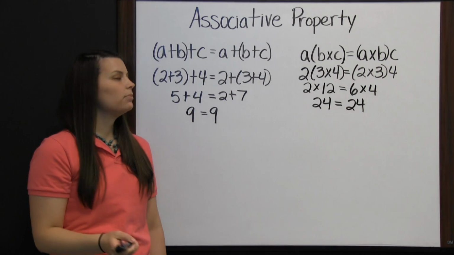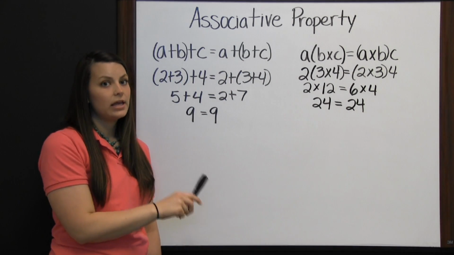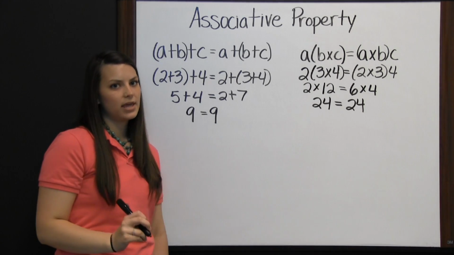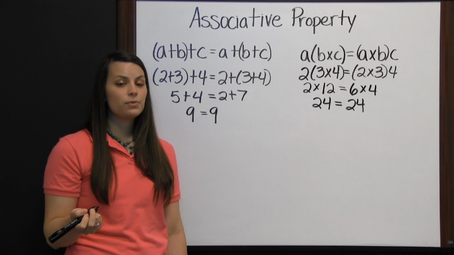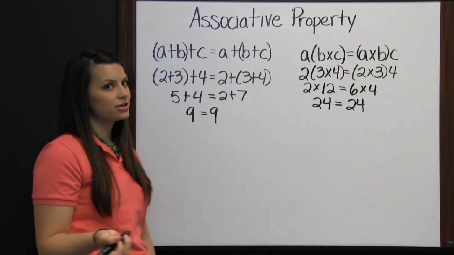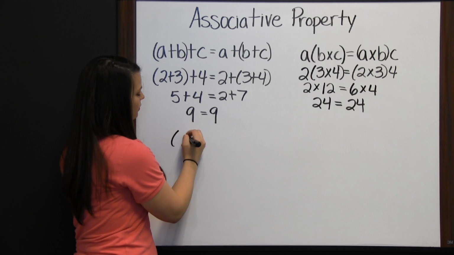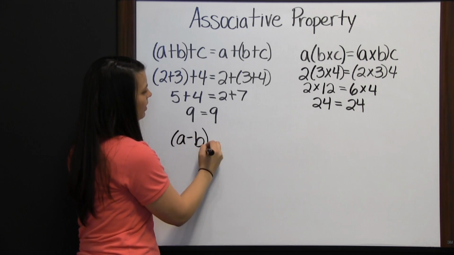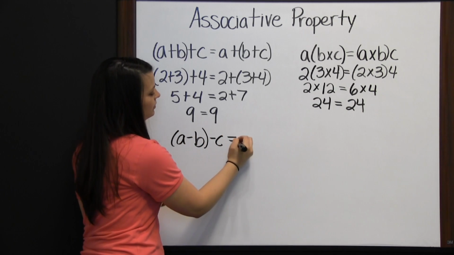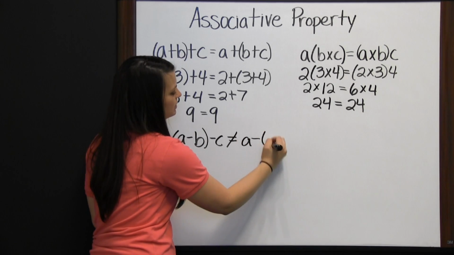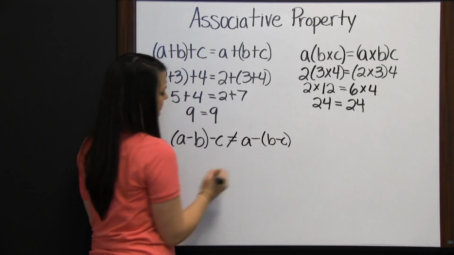Like the commutative property, the associative property is only true for addition and multiplication. Let's look at what happens when we try to use it on subtraction and division. So if we tried to use the associative property, it would look like (A − B) − C, but again, it's not going to be equal to A − (B − C).